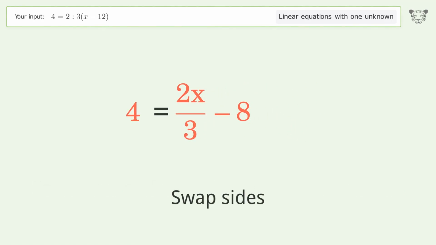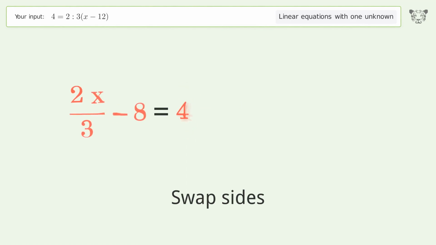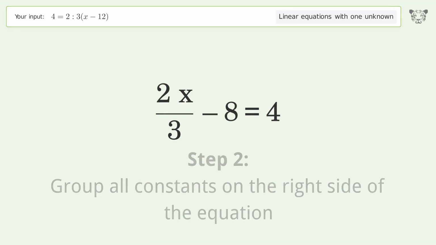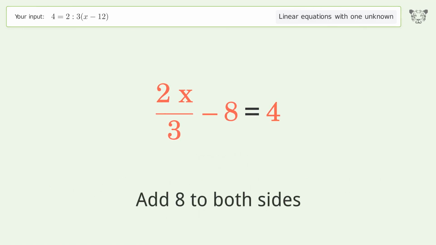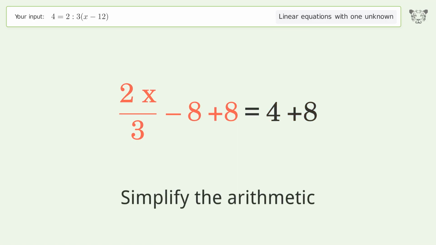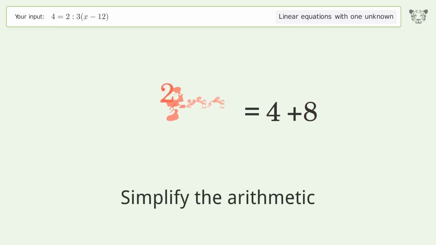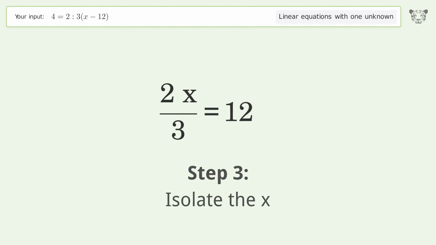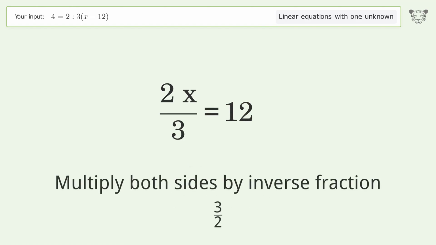Swap sides. Group all constants on the right side of the equation. Add 8 to both sides. Simplify the arithmetic. Isolate the x. Multiply both sides by inverse fraction 3/2.